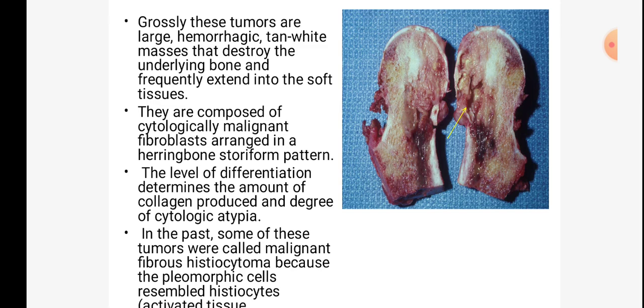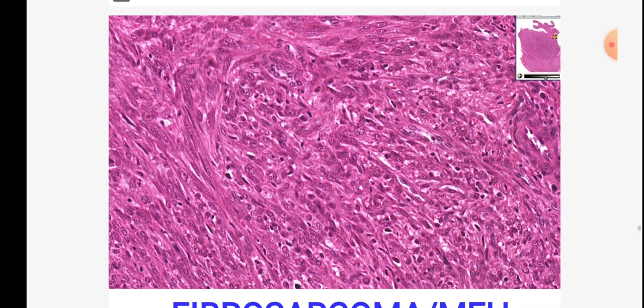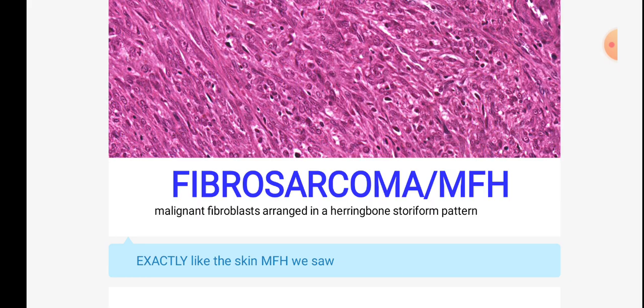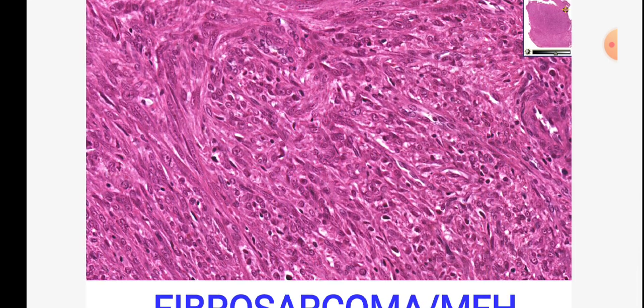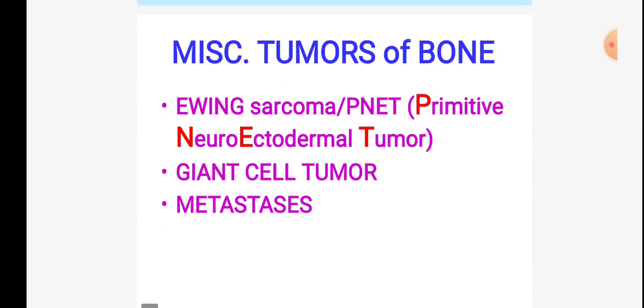The level of differentiation determines the amount of collagen produced and the degree of cytologic atypia. In the past, some of these tumors were called malignant fibrous histiocytoma because the pleomorphic cells resemble histiocytes. So you can see this is a microscopic picture here. The malignant fibroblasts arranged in herringbone or storiform pattern, the fibrosarcoma picture. Miscellaneous tumors of the bone, the most important are the giant cell tumors and the Ewing sarcomas.